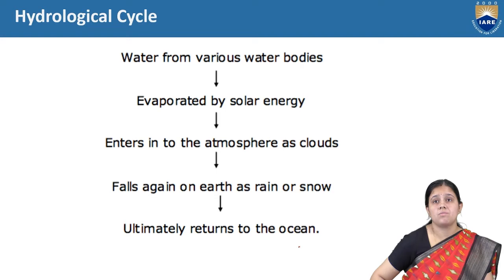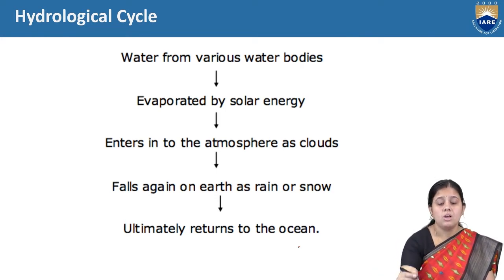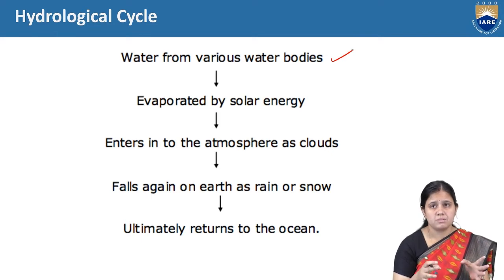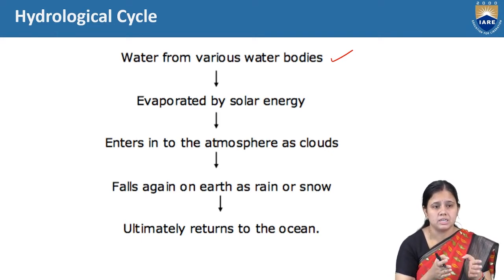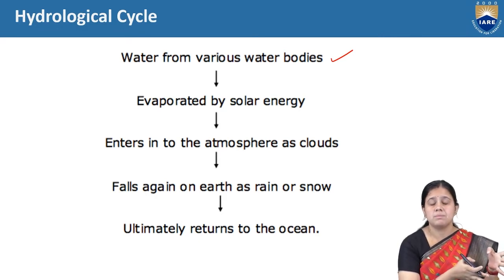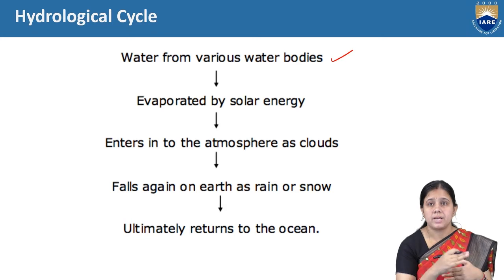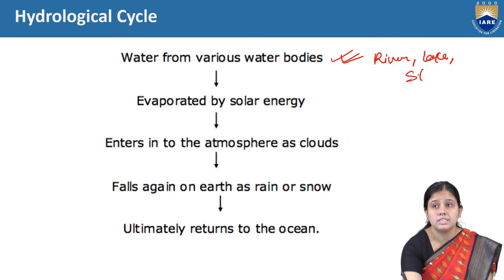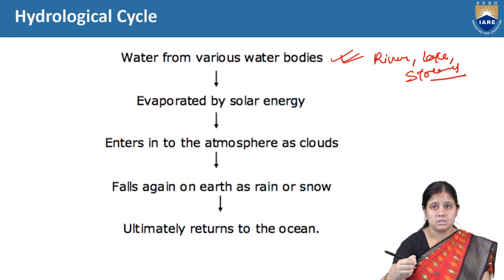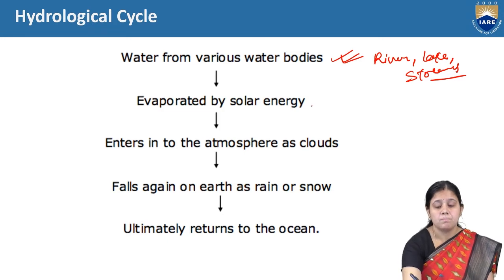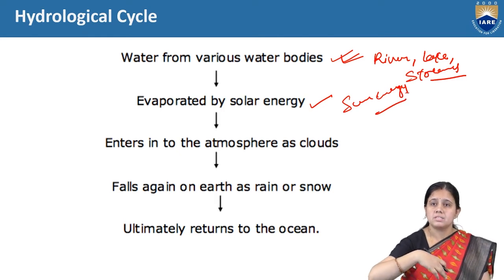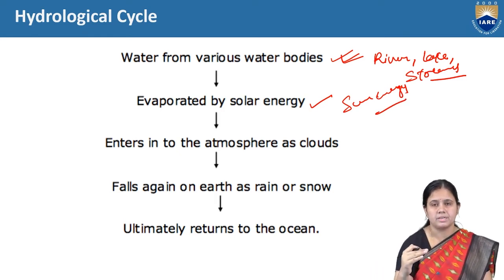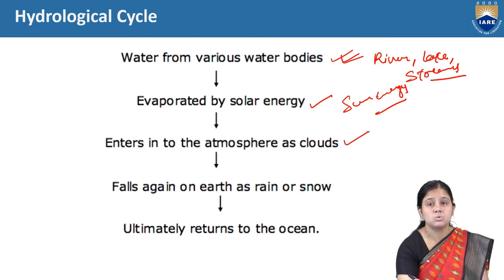So this is the picture of the hydrological cycle. First of all, water from various bodies, like the ocean, river, freshwater stream and lake, all the water present on the earth, is evaporated by the sun's energy, the solar energy. With the sunlight it evaporates, and that evaporation enters into the atmosphere.